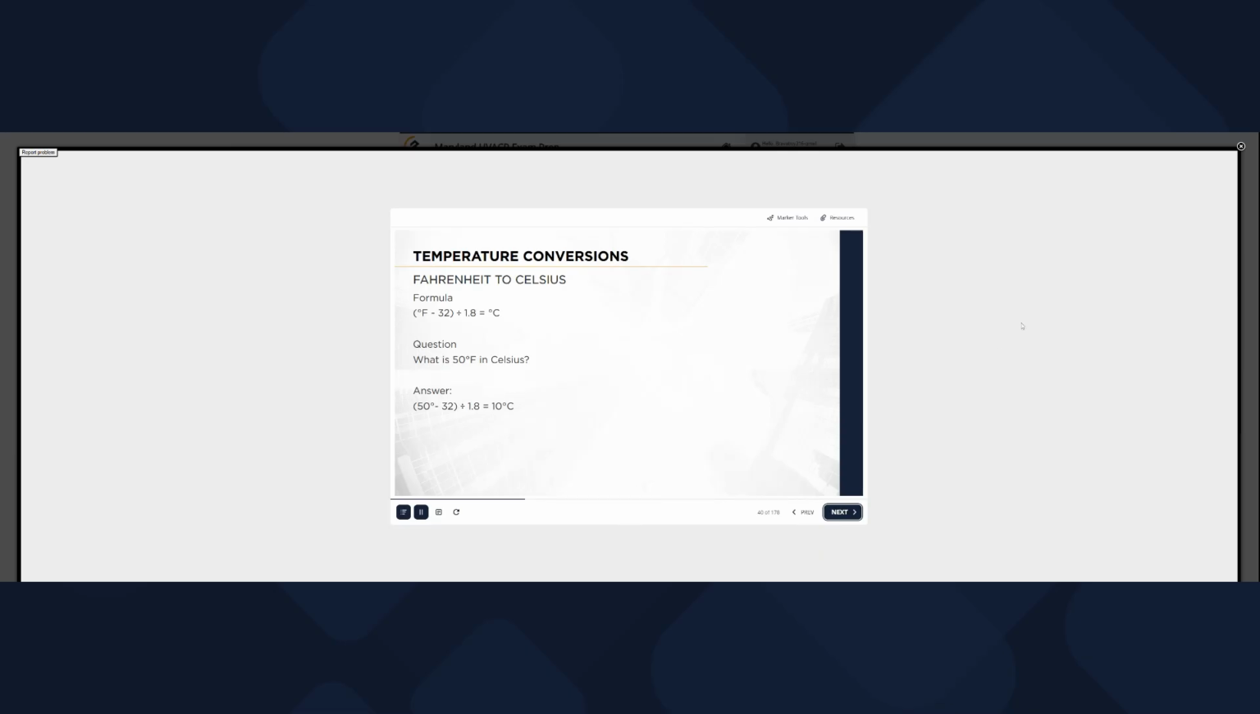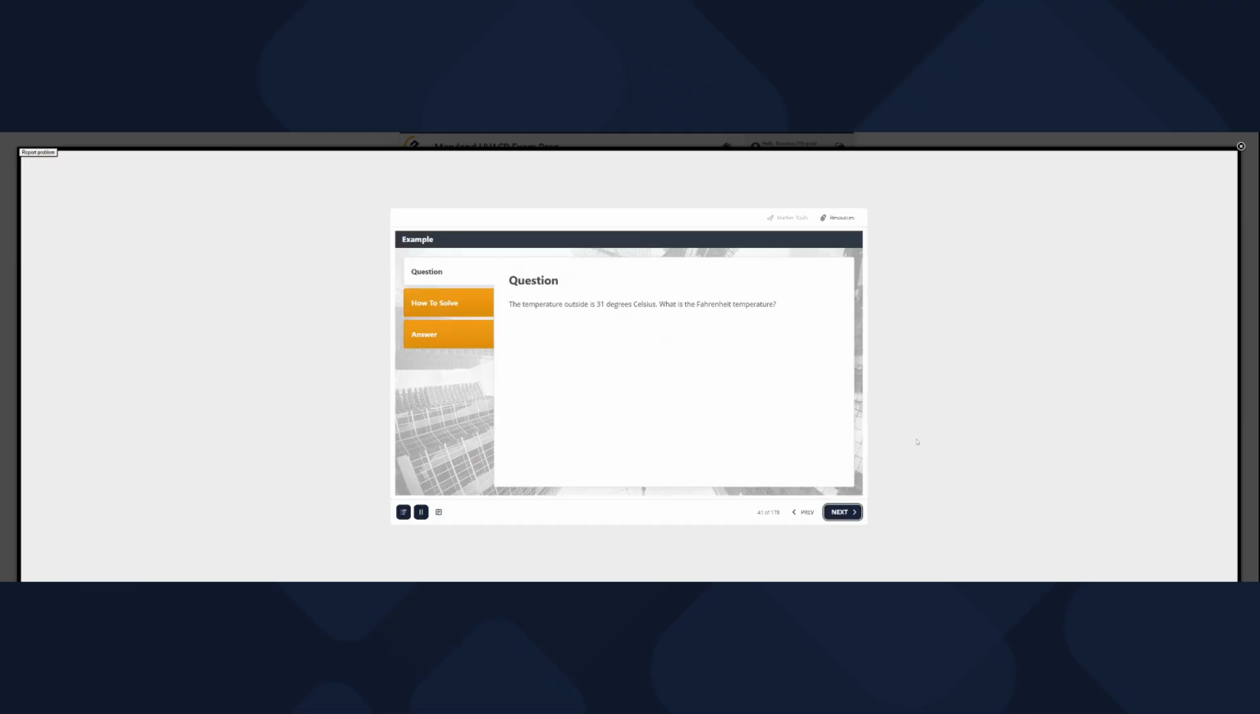What is 50 degrees Fahrenheit in Celsius? 50 minus 32 divided by 1.8 equals 10 degrees Celsius. Let's work through an example. Click the next button or on each tab to see how to calculate the correct answer.